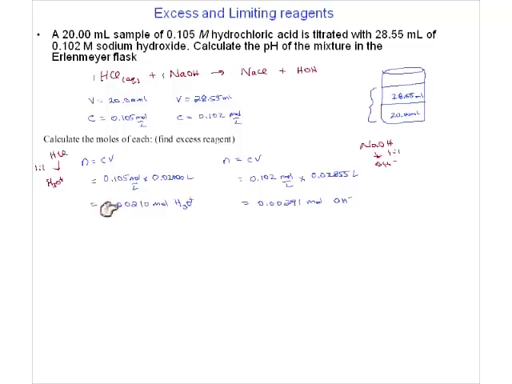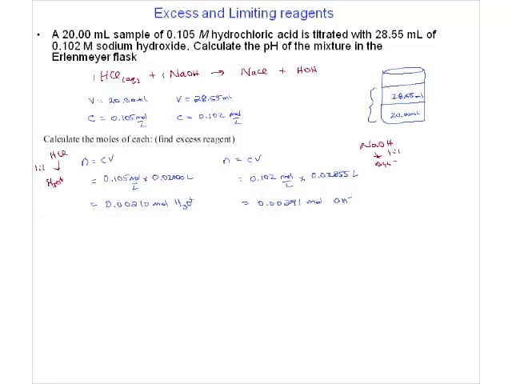Now what we've got to look at is a 1-to-1 ratio. So we've got 0.00210 moles of H3O+, and we've got 0.0029 moles of OH-. We've got slightly more of this stuff, don't we? So all of the H3O+ is going to be consumed. Every last one of these is going to be neutralized because we have more sodium hydroxide. So the sodium hydroxide solution is going to be the one in excess.